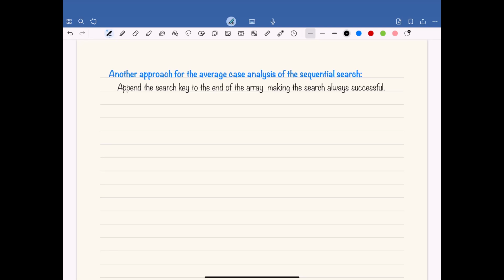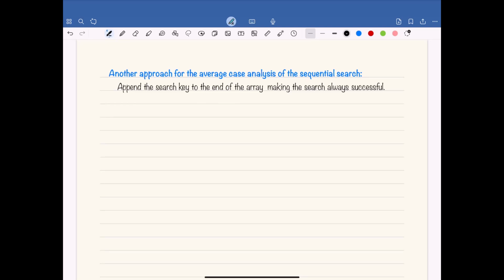This change will simplify the analysis by assuming that we have n plus 1 cases. All are equally likely to happen with a probability of 1 over n plus 1. Let us first write the algorithm with this change, then we do the analysis. So we write the algorithm header, we say algorithm, the name will be sequential search, with two input parameters, the array and the key element that is labeled by k.